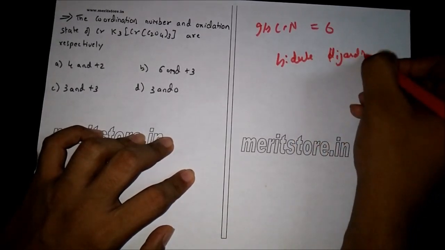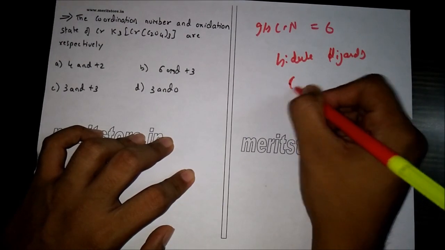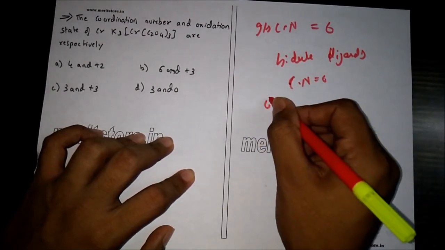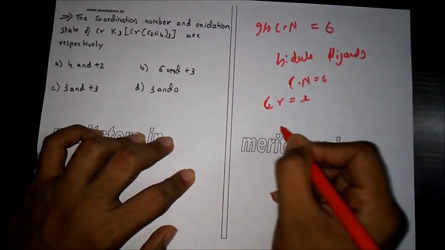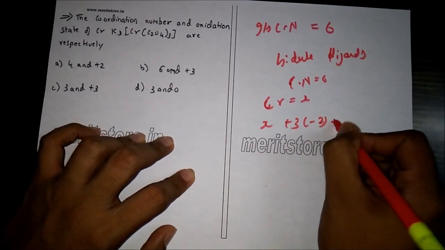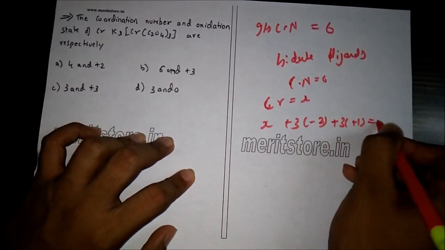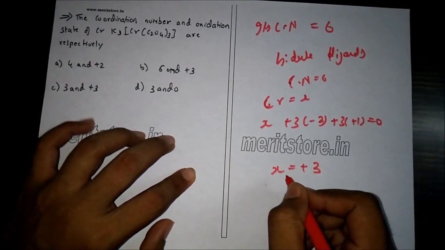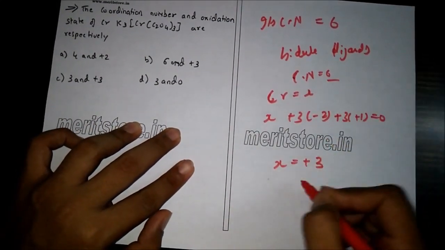Now, to find the coordination number: therefore the coordination number is equal to 6. Now, to find the oxidation state, let the oxidation state of Cr be X. Therefore, X plus 3 into minus 2 plus 3 into plus 1 is equal to 0. Therefore, X is equal to plus 3. Therefore, here the correct answer is B, 6 and plus 3.